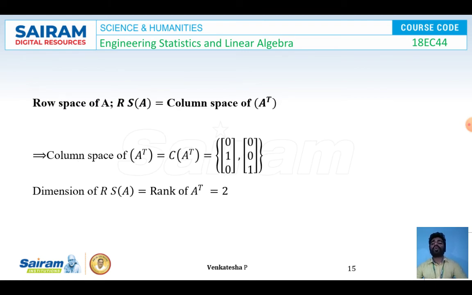Second one, row space of A. To find the row space of A, we can find the column space of A transpose. Now the column space of A transpose is given by [0, 1, 0] and [0, 0, 1]. So I am taking the columns with the pivot elements. Hence the dimension of the row space of A will be equal to the rank of the A transpose matrix, which is 2.